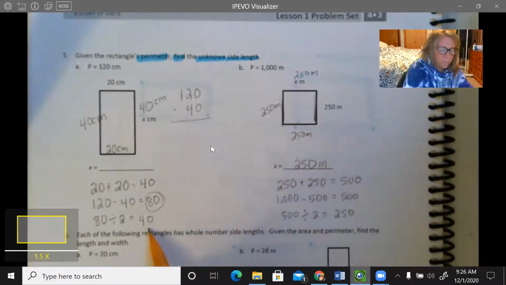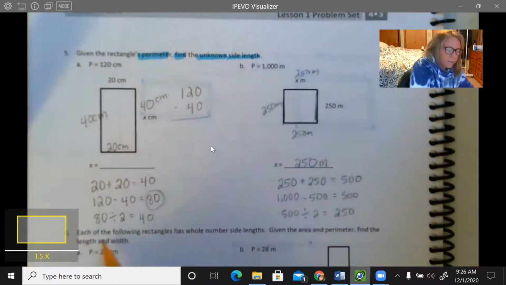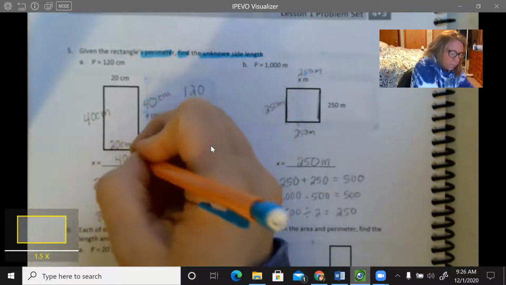I just realized I never put our answer in here, so that would be incomplete. I need to put 40 centimeters.